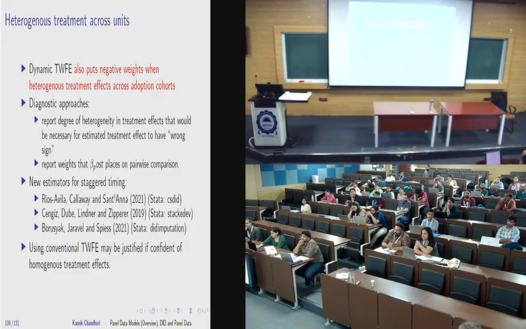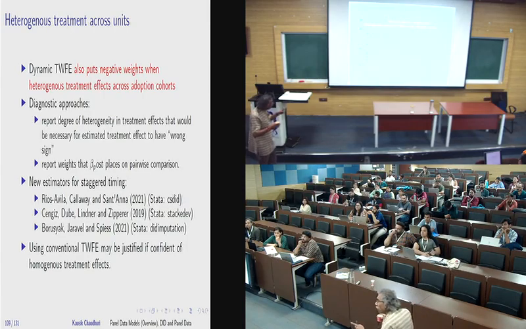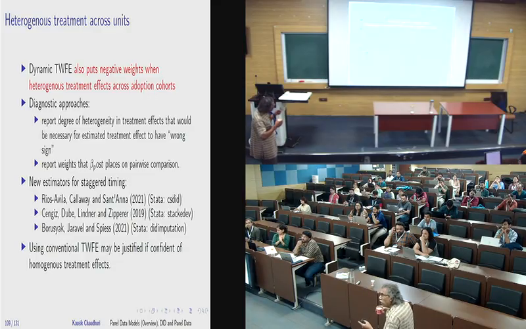Note the dynamic TWFE can also put negative weights when there is heterogeneous treatment effect across adoption cohorts, okay? So how do I want to think of reporting the degree of heterogeneity in treatment effects? That would be necessary for the estimated treatment effect to have the wrong sign. We talked about it could be negative. Report the weight that beta post places on pairwise comparison, because it's the aggregation rather than the period-wise estimate. New estimators, several of them, are coming up.